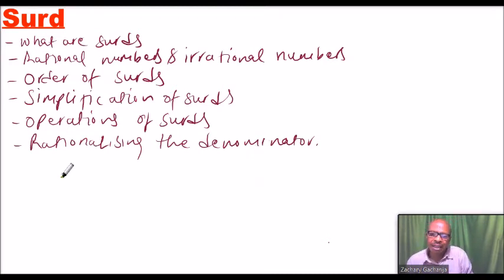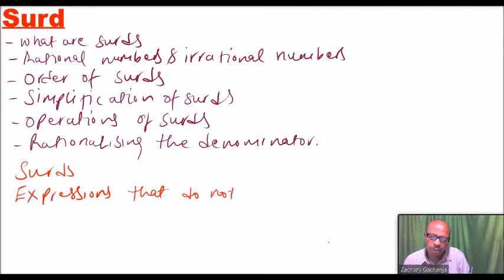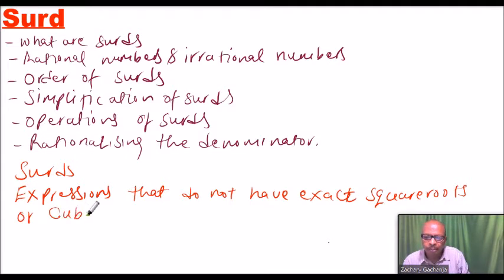So we can start by describing Surds. So Surds, we can say, are expressions that do not have an exact square root or cube root. They are called Surds.